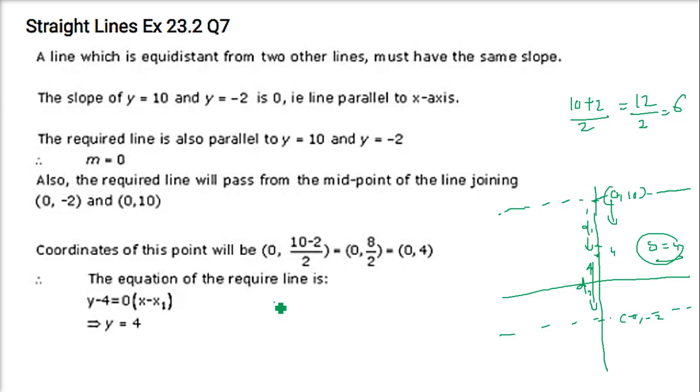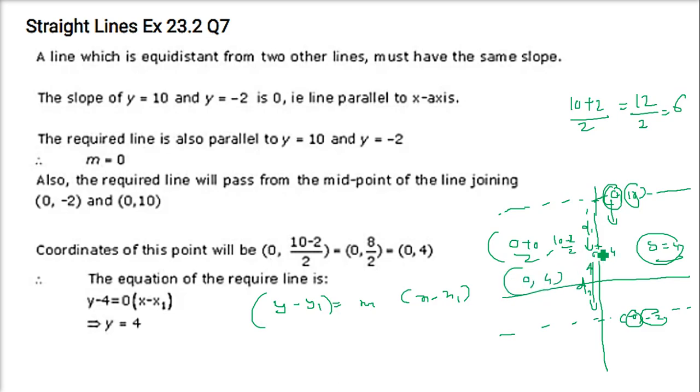We know that it is y minus y1 equals m times x minus x1. Now this point is the midpoint. So how to find the midpoint? x1 plus x2 by 2. So 0 plus 0 by 2. And y1 plus y2 by 2, that is 10 minus 2 by 2. This is going to be 0. This is 10 minus 2 is 8. 8 by 2 is 4. So this point is 0 and 4.